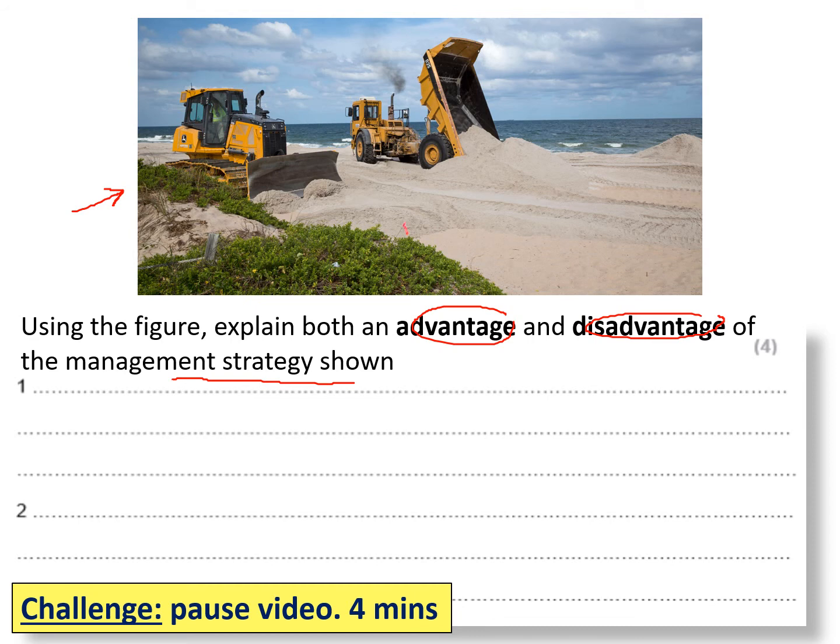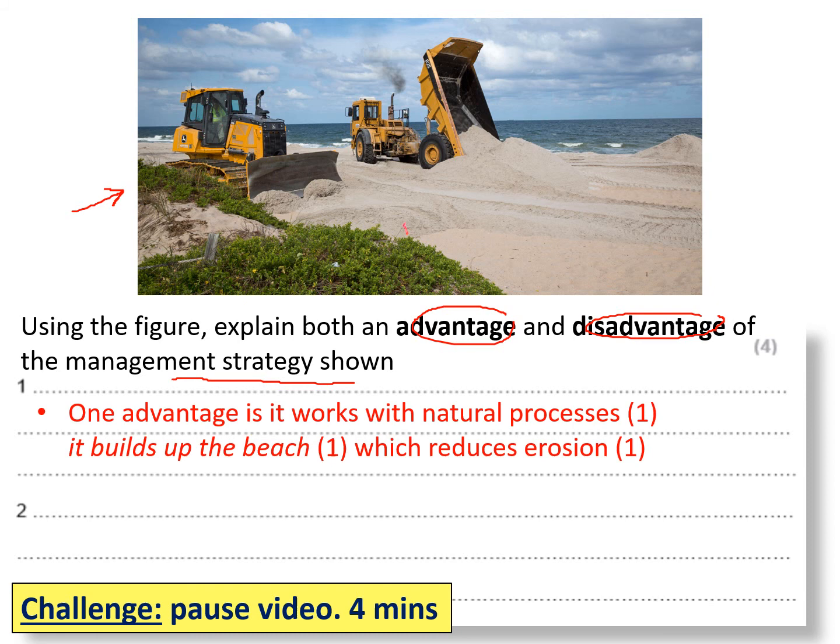Okay, so the answer. What you could say is one advantage is it works with natural processes. You could have said because it then builds up the beach. You could have then said it reduces erosion. So that could have been your point, and that could have been your development, or that could have been the original point, and this could have been the development.